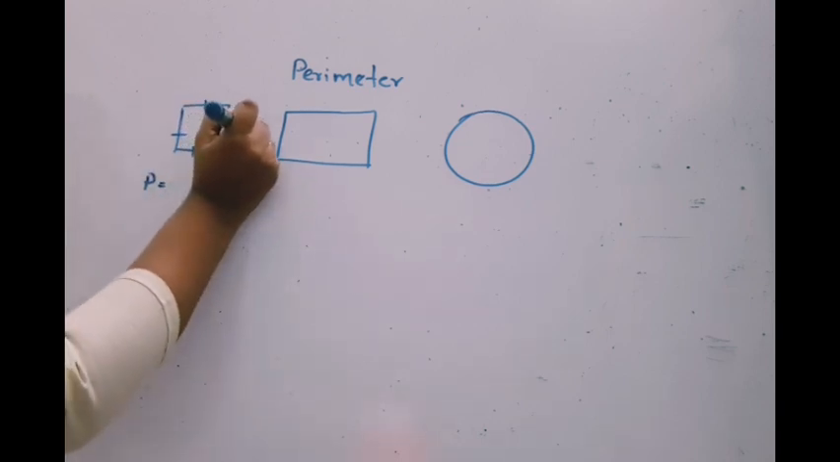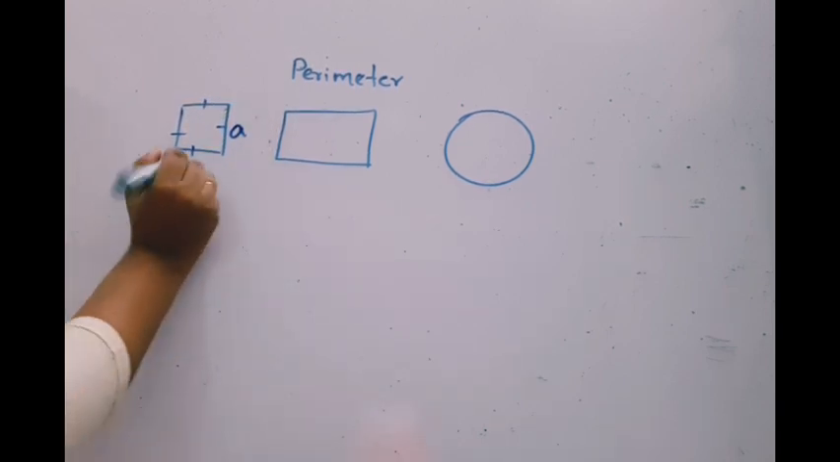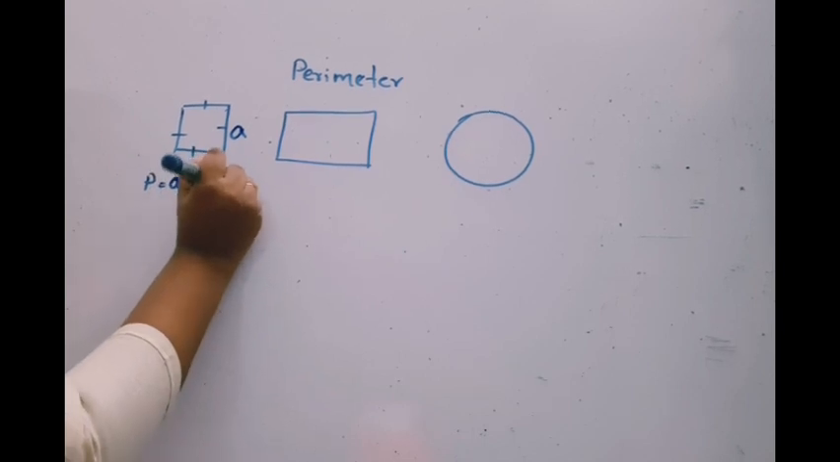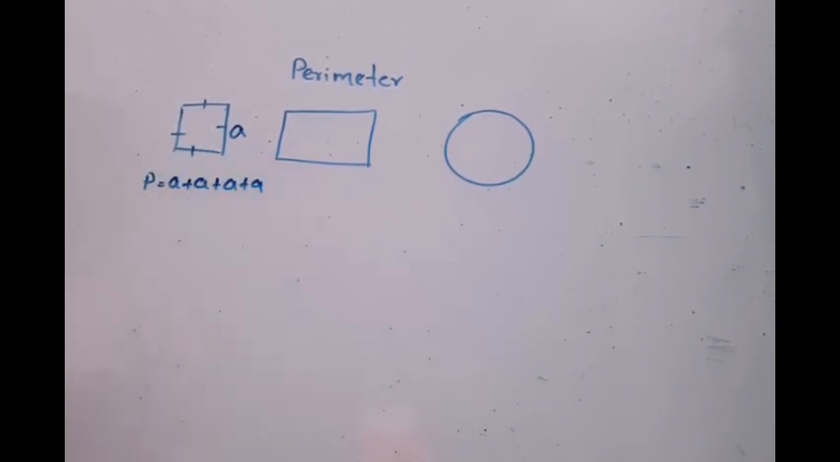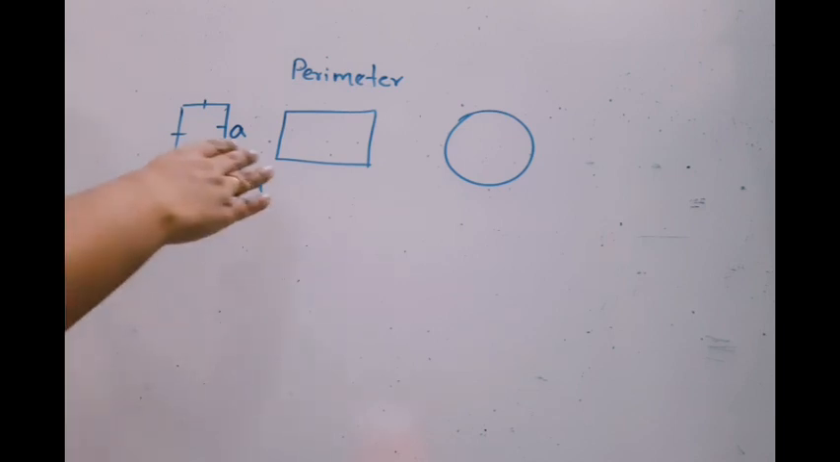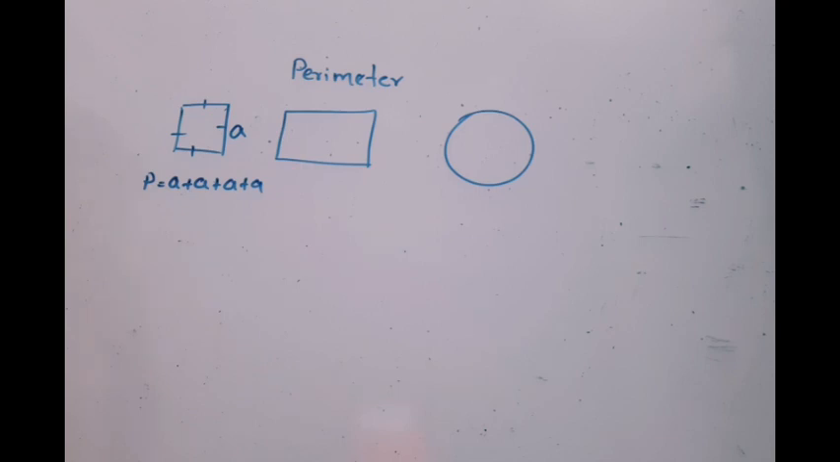Let's take this as L. So you add this 4 times. Similarly, for the rectangle also we have 4 sides here, so in order to find the perimeter, we should add the lengths of all 4 sides.